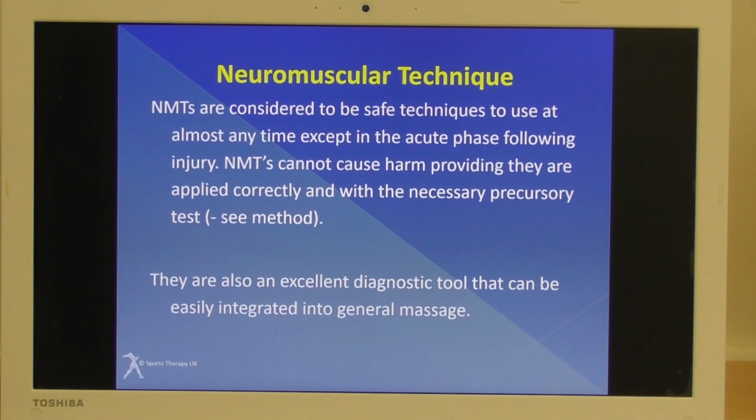NMTs are considered to be a safe technique to use almost any time except in the acute phase following injury. NMTs cannot cause harm providing they're applied correctly and we use the necessary precautionary tests. They are also an excellent diagnostic tool that can be easily integrated into general massage.